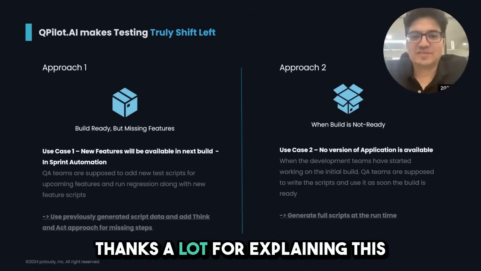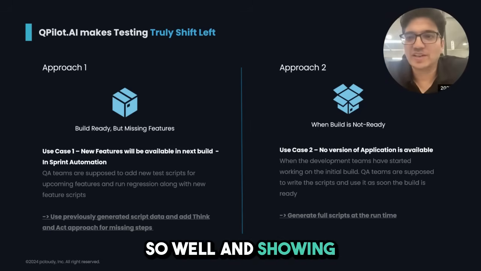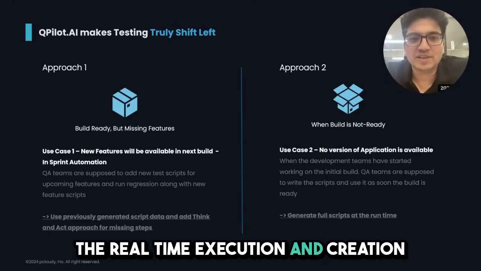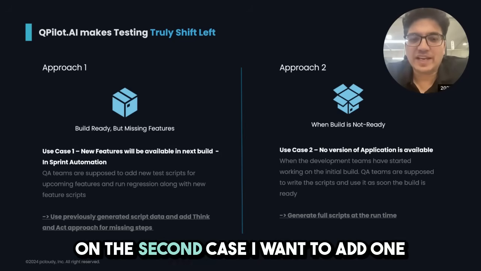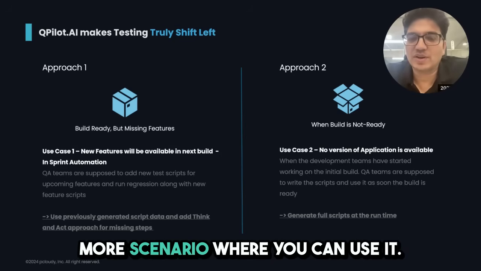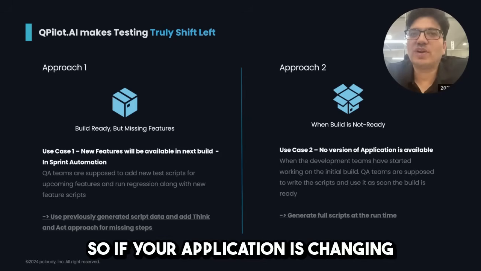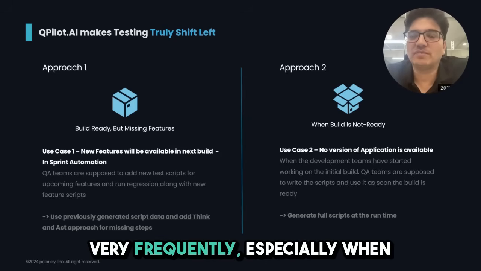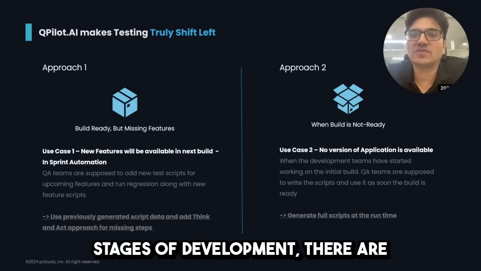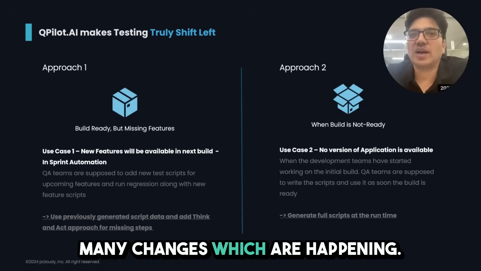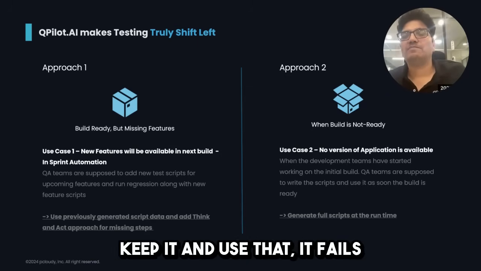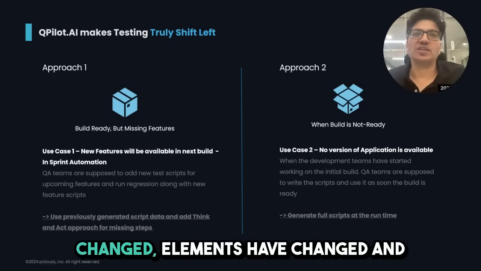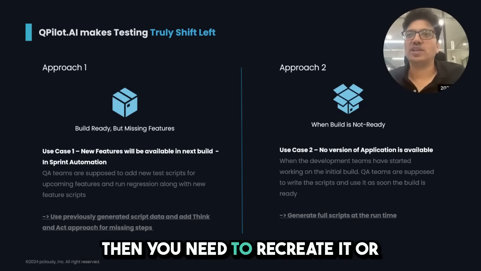Thanks, Jessica. Thanks a lot for explaining this so well and showing the real-time execution and creation of scripts for both the cases. On the second case, I want to add one more scenario where you can use it. So if your application is changing very frequently, right? Especially when your application is in the initial stages of development, there are many changes happening. So if you create this script and keep it and use that, it fails many times because the UI has changed, elements have changed, and then you need to recreate it.